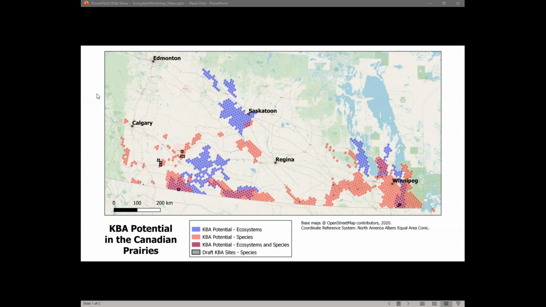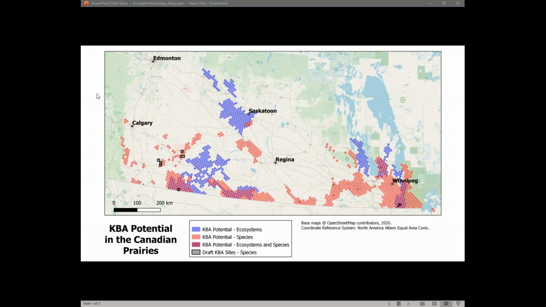The blue is the ecosystems, obviously, and the kind of coral color would be all the areas that are signaled from species triggers. And then there's an overlap with that purple color, where you can see the overlap between where the species and the ecosystems are signaling the same kind of hexagonal area that would potentially qualify as a KBA.